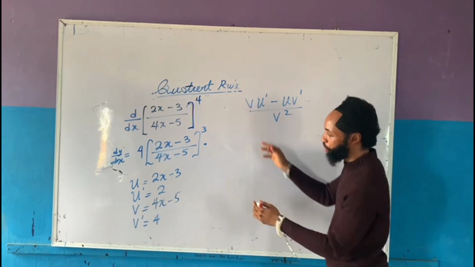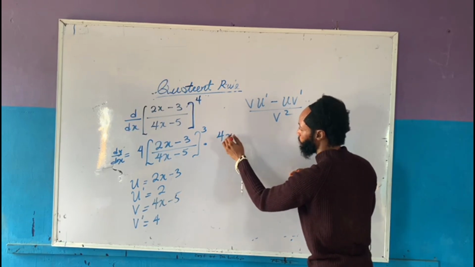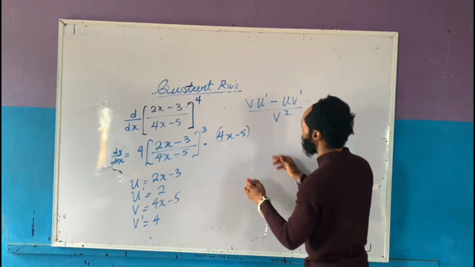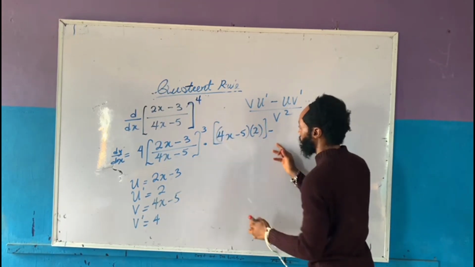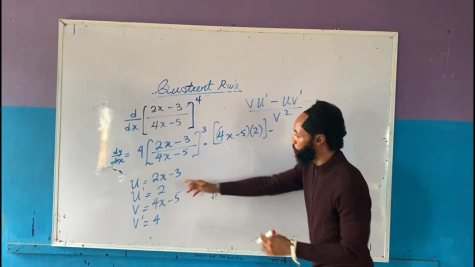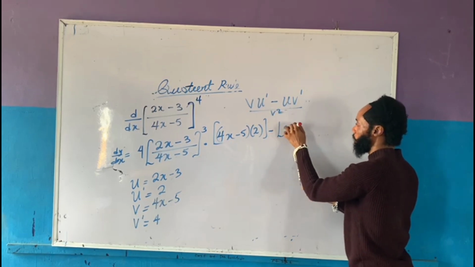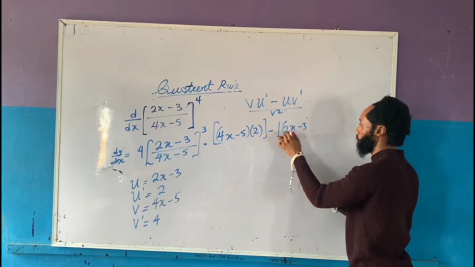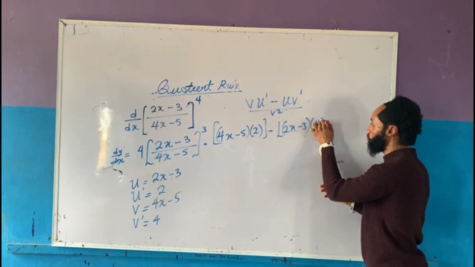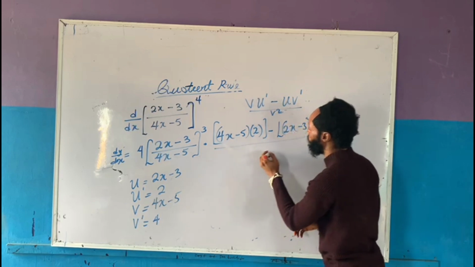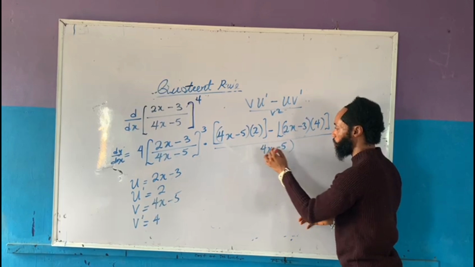So let's go. What's our v? Our v is 4x minus 5, multiplying u prime. Our u prime is 2. Minus, then we have our u. Our u is 2x minus 3, into bracket, v prime. Our v prime is 4. So now we write all over what? What's our v? Our v is 4x minus 5. So our 4x minus 5, all squared.